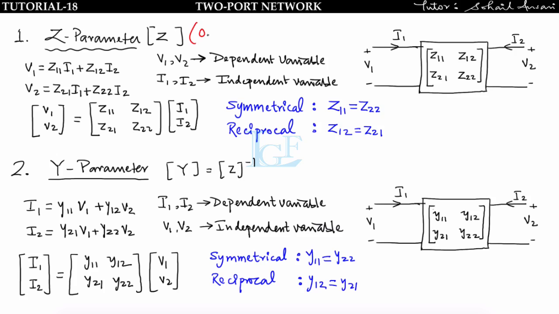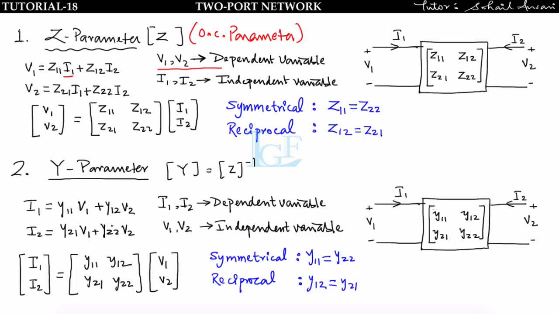This is also known as open circuit parameters. Okay, so any kind of network we can define in terms of Z parameters, and in Z parameters V1 and V2 are the dependent variables while I1 and I2 are the independent variables. Why are these known as dependent variables? Because the values of V1 and V2 depend upon the values of I1 and I2. That's why they are known as dependent variables, while I1 and I2 are the independent variables. So we define the Z parameters as V1 is equal to Z11 I1 plus Z12 I2. Similarly V2 is equal to Z21 I1 plus Z22 I2.